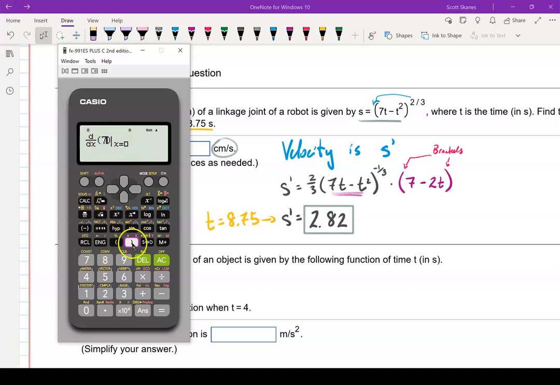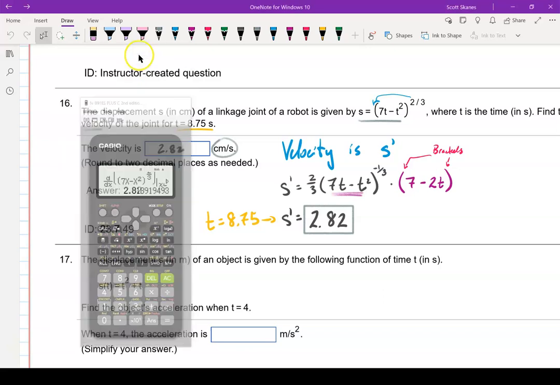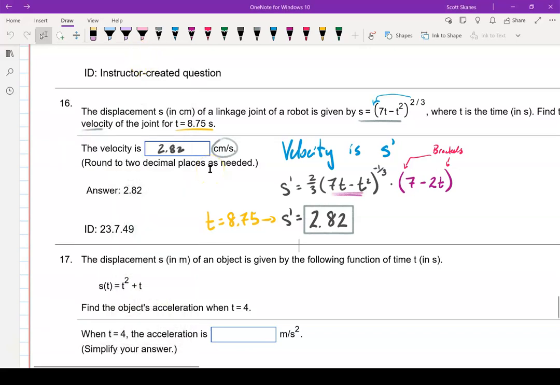So 7, I'm going to call it 7x minus, oops, I should probably open the bracket, minus x squared, close the bracket, power 2 over 3. So this is the expression you want the derivative for, and you want to tell it to evaluate it at 8.75 in this case. And it gives the same answer, 2.82. So if you just want the 1 mark, you don't know how to get the derivative by hand, but you do want the mark, you can give me the final answer and I'd give you 1 mark out of 3.